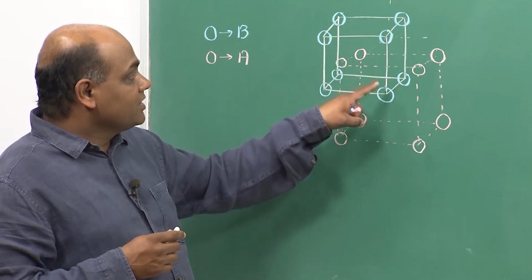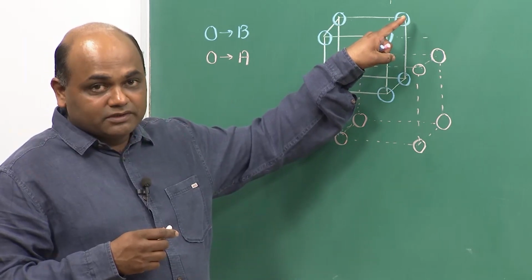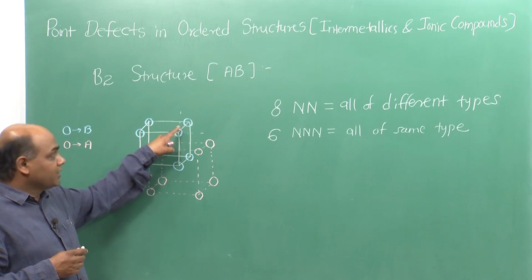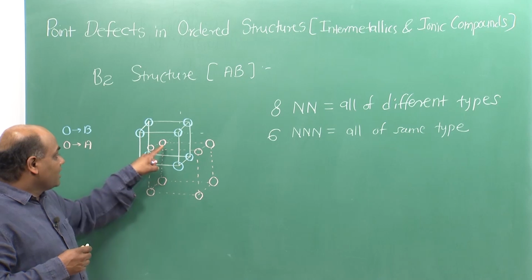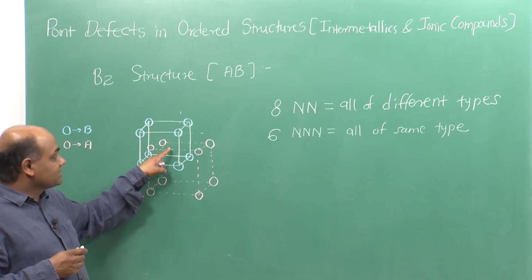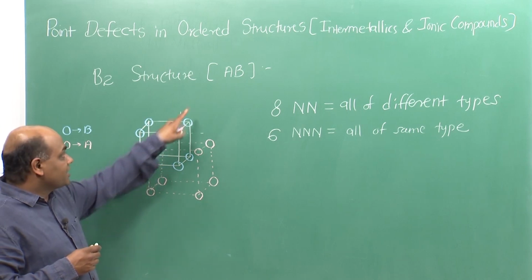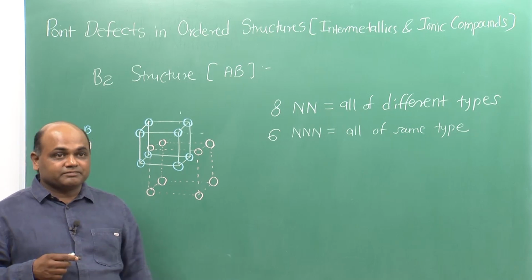Also, if you see, each corner atom is shared by 8 cubes. So, there is only one B atom per cube here, because there are 8 corner atoms divided by 8, and there is one A atom which is lying completely inside at the body center. So, the stoichiometry AB can be maintained by this type of arrangement in the B2 structure.